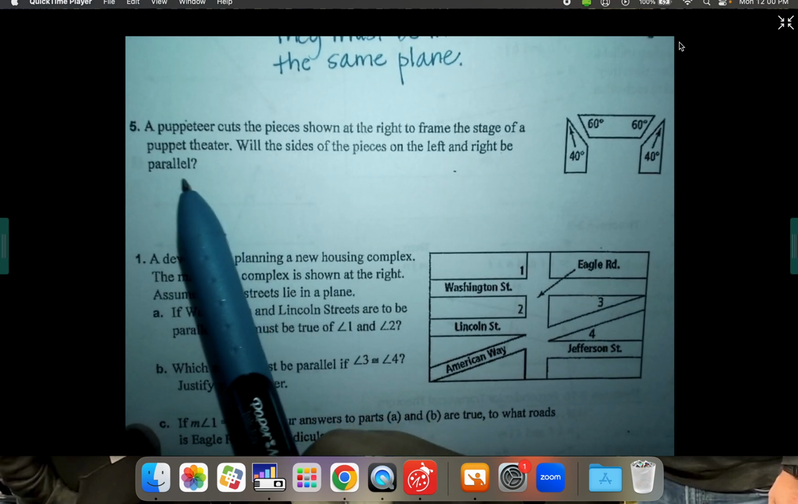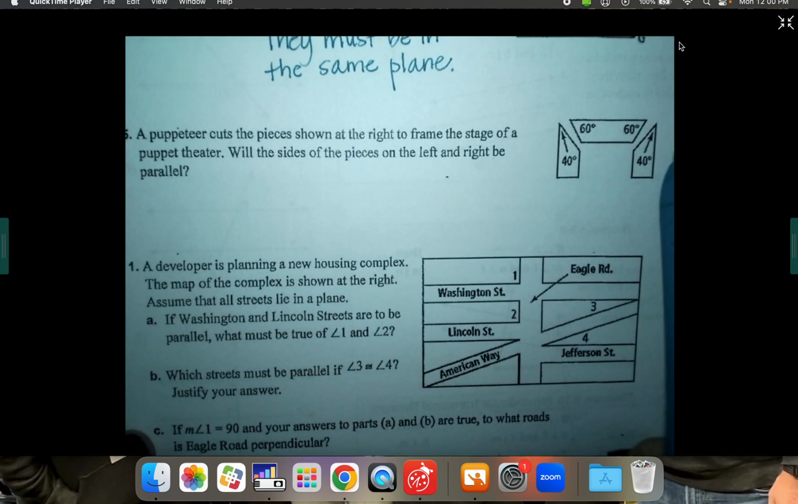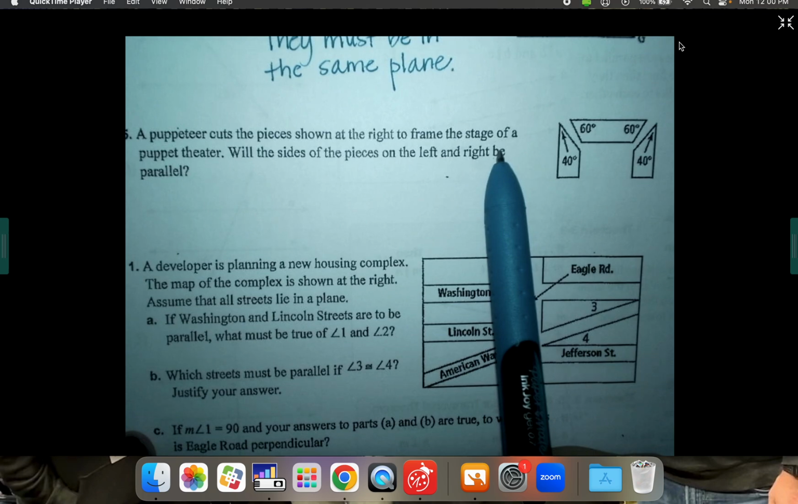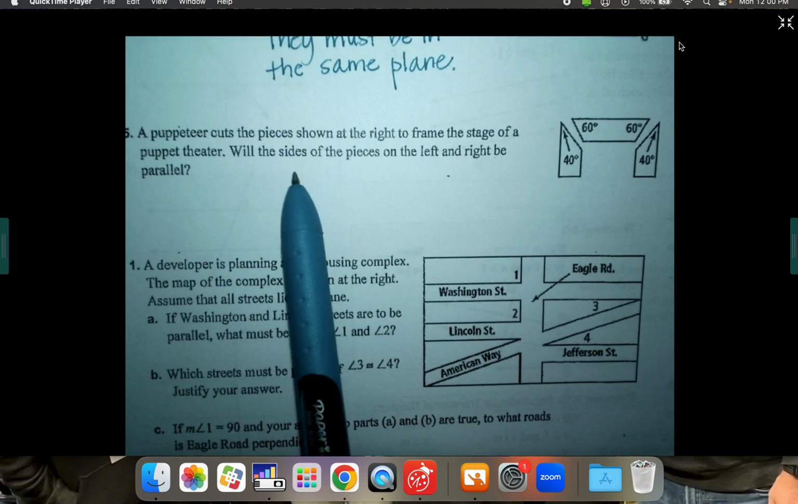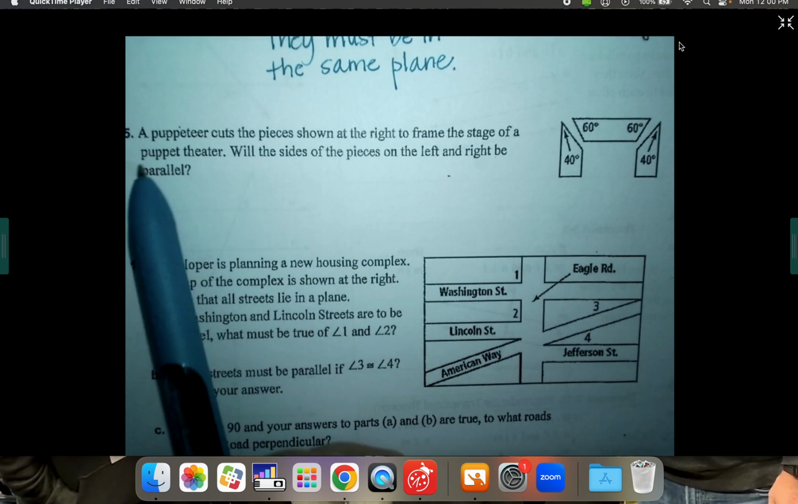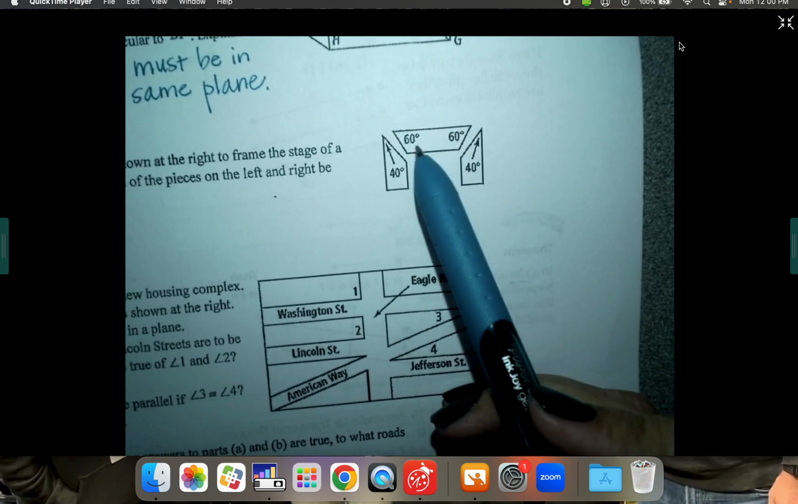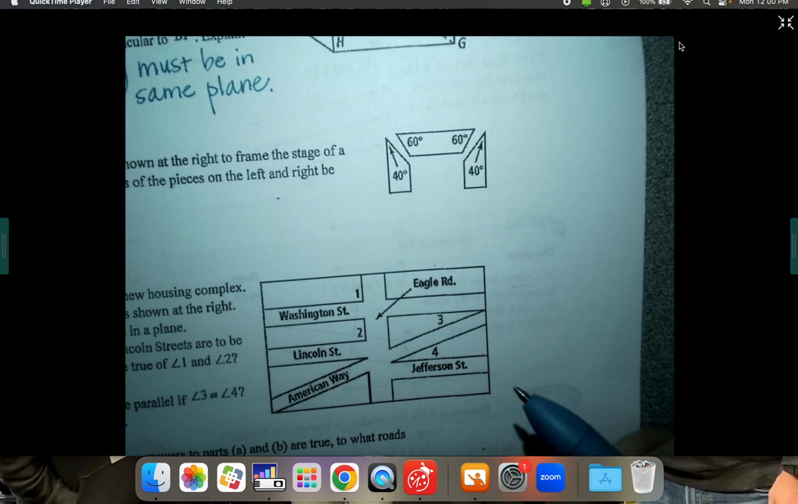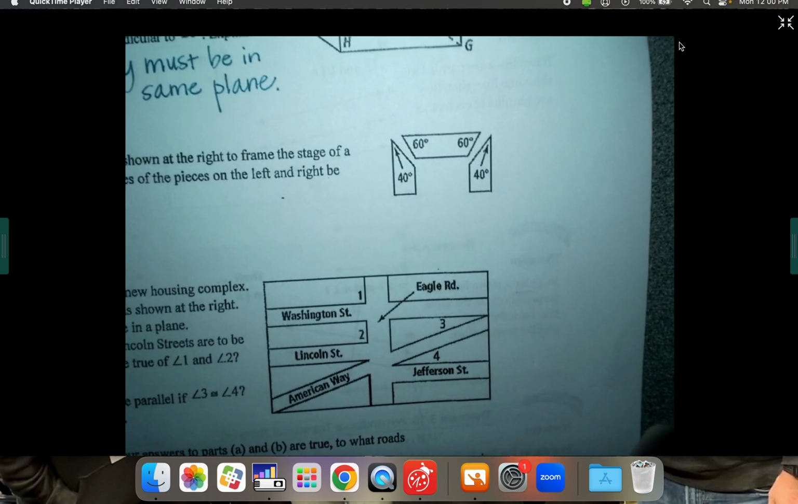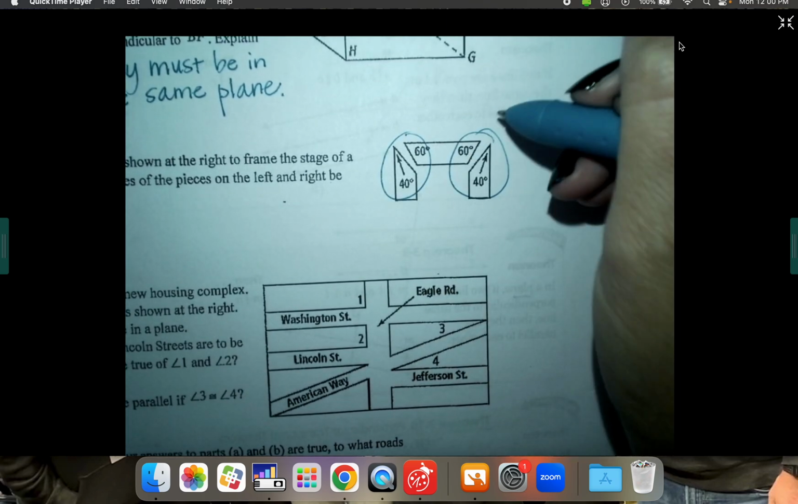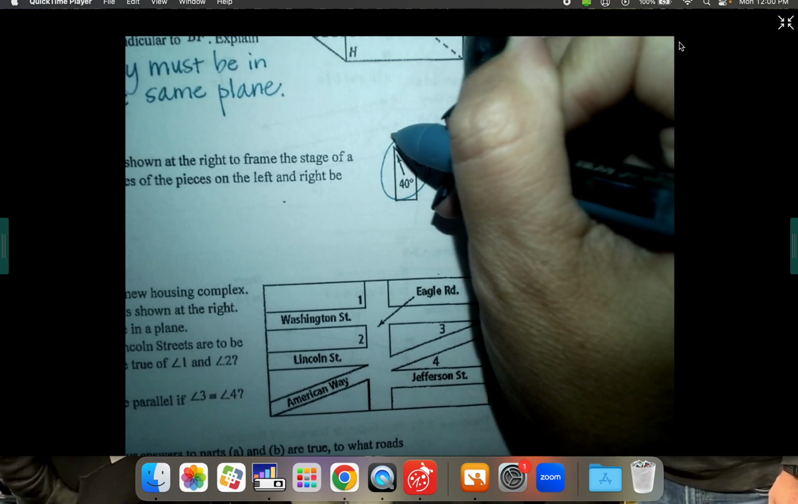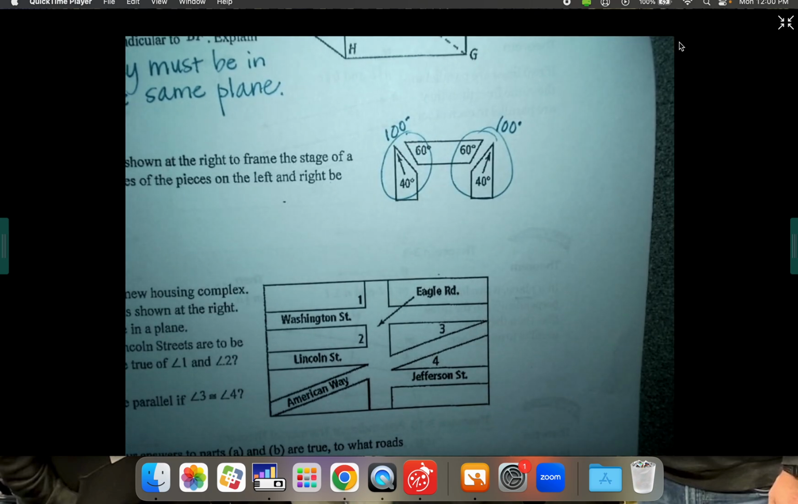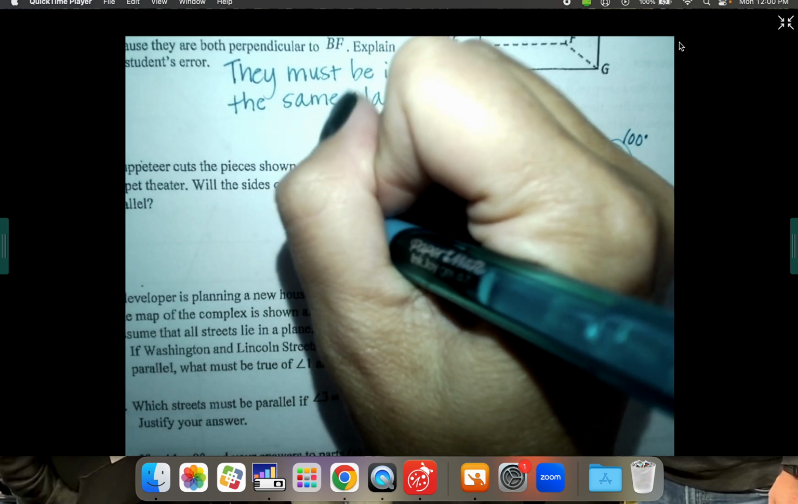Okay, a puppeteer cuts the pieces shown at the right to frame a stage of a puppet theater. Will the sides on the left and right be parallel? So again, 60 plus 40 definitely does not add up to 90. That is 100, and so is that. So this is not going to be a 90-degree angle, so this is going to be no.